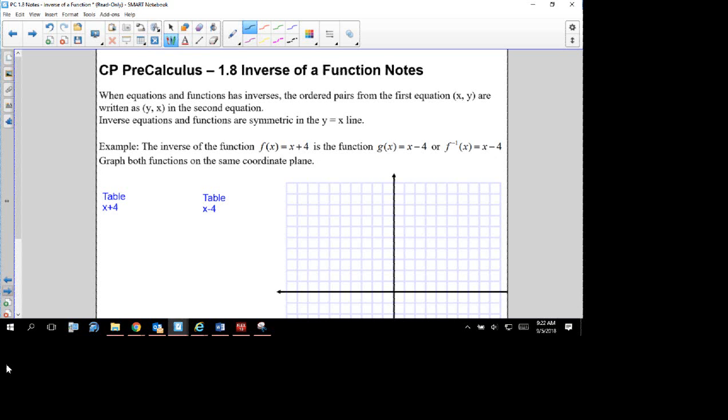X plus 4, x minus 4. These are inverses. This one you add 4, this one you subtract 4. Okay? Let's quickly just graph x plus 4 and x minus 4. How would I graph x plus 4 or x minus 4? They're what kind of function? They're linear. How would I graph those?